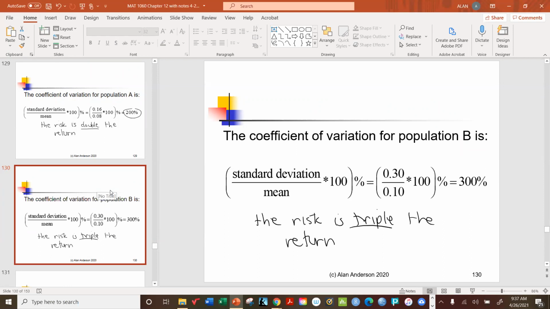That doesn't mean you have to buy that. I mean, you can do whatever you want, but at least we know that stock B has a lot more risk compared to its return than stock A. And so therefore, we might want to think about buying A. But the measure itself is a good way of comparing two stocks or anything based on the risk relative to the return. And that's very useful with financial securities like stocks.